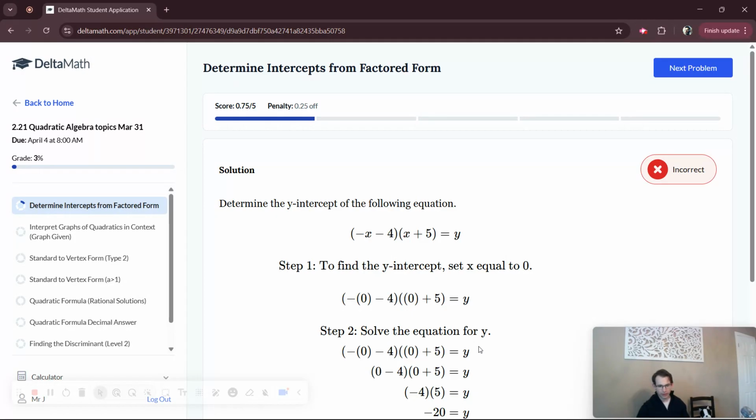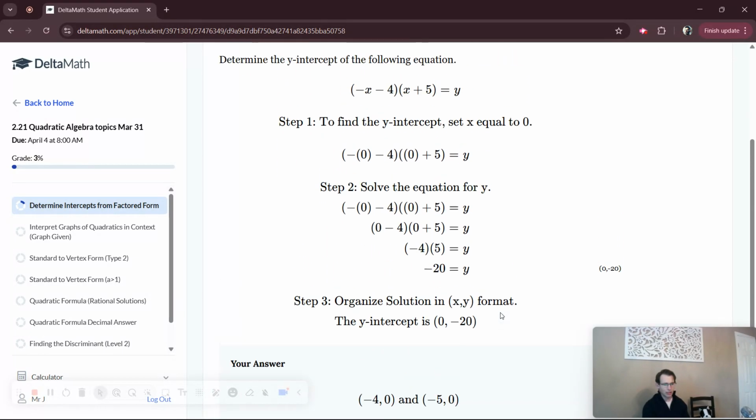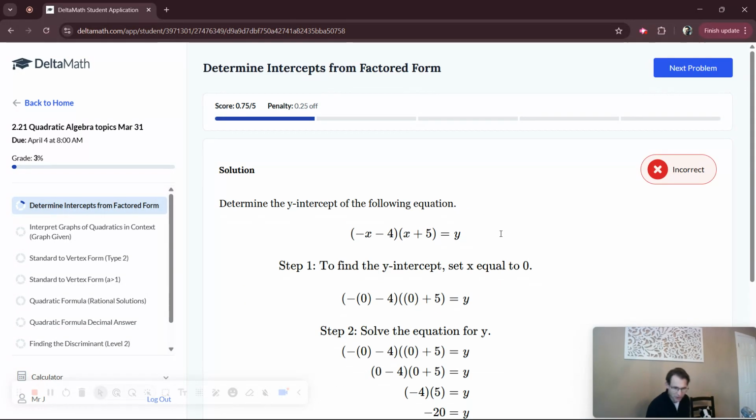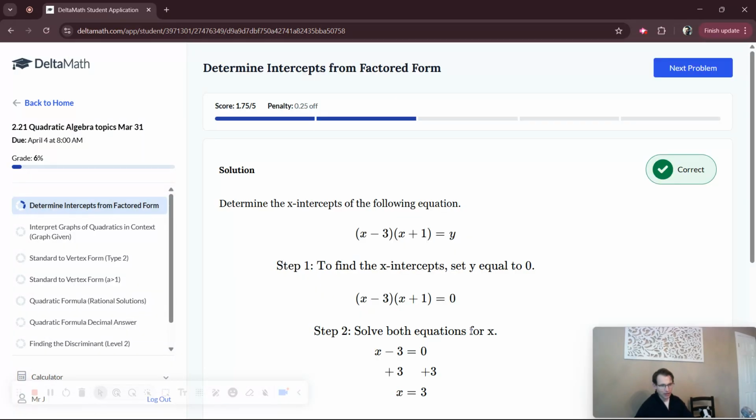What? Did I click the wrong one? It asks for the y-intercept. Read the question, Mr. Jennings. Okay, determine the x-intercepts. Okay, I got you here, fam. It's that one, right? They're sign flippers. All right.